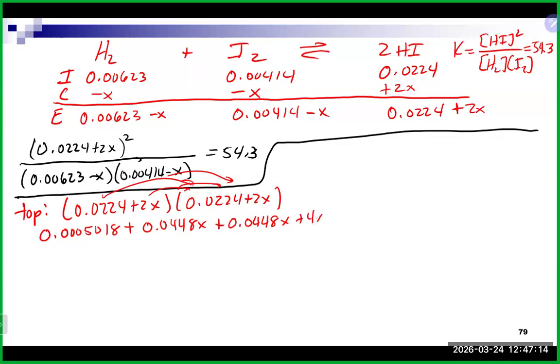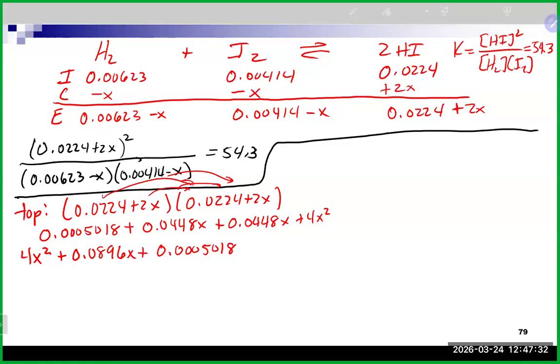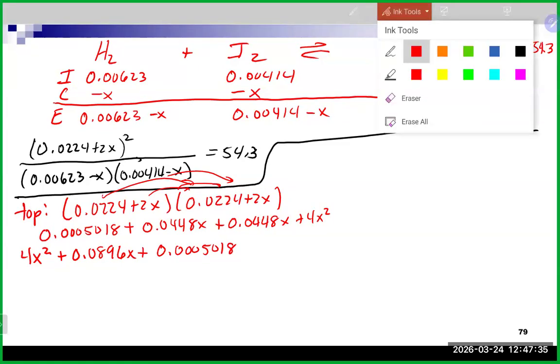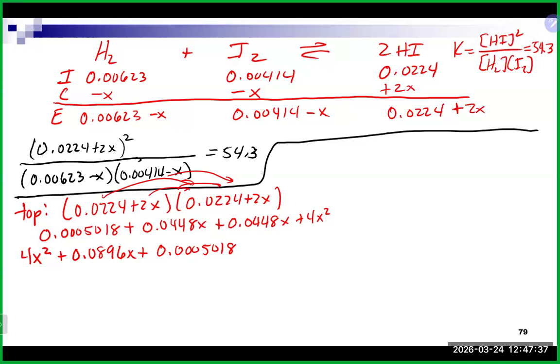And plus 4x squared. Kind of combining everybody and turning the equation around, we end up with 4x squared on top plus 0.0896x plus 0.000518. Now I'm going to do the bottom here. So I'll do the bottom in blue.